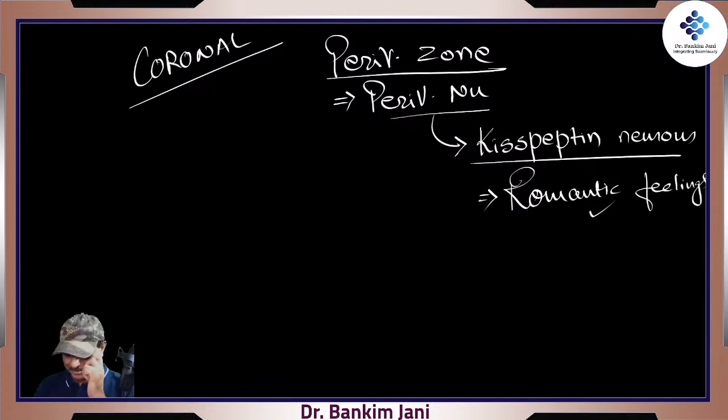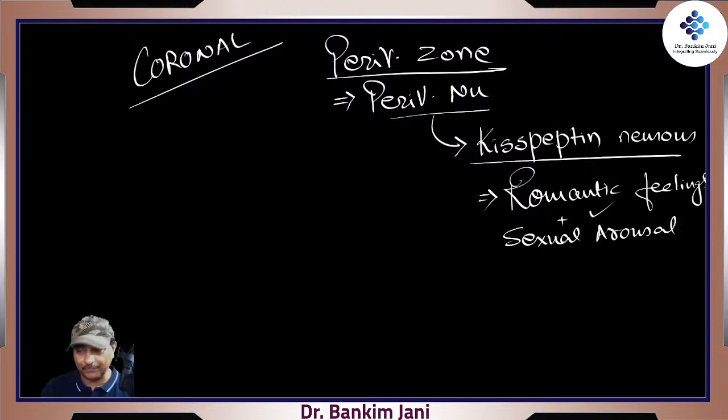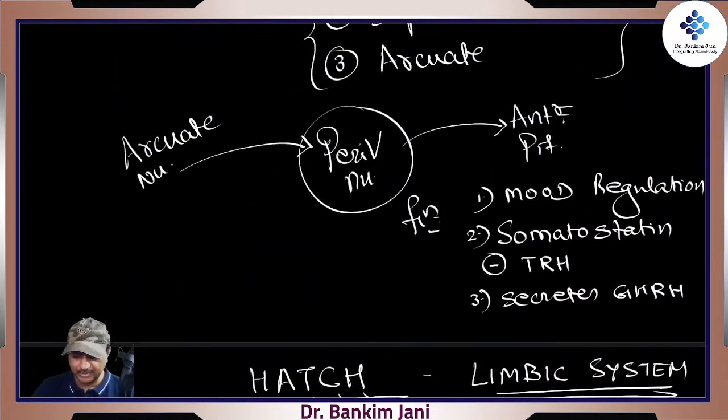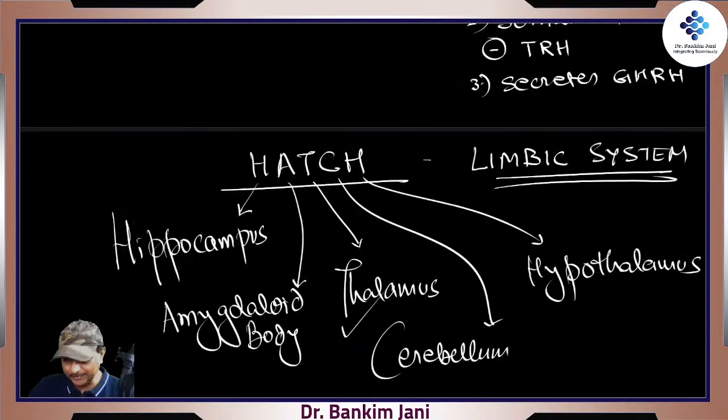So this is like romantic feelings plus also the sexual arousal, right? These are for this periventricular zone, apart from all those emotions. That's the reason, as we said, see how richly they are connected to mood regulation. Basically it is for kisspeptin, somatostatin, and it secretes even the growth hormone. So arcuate nucleus is connected to periventricular, and then it is to anterior pituitary. So everything is connected, right?